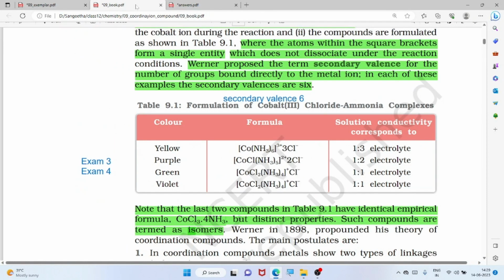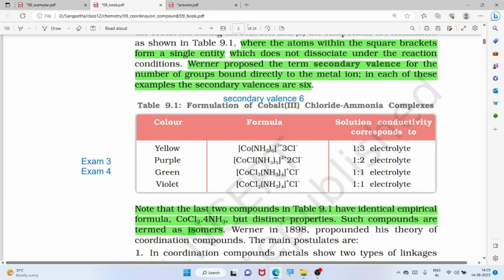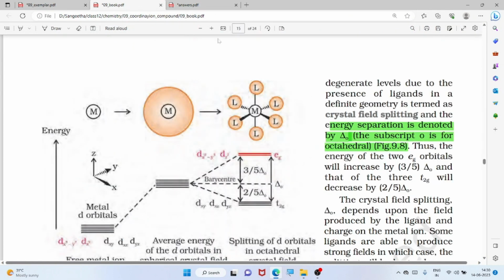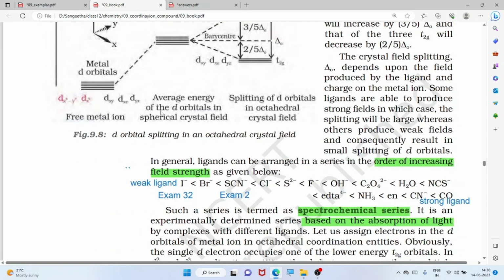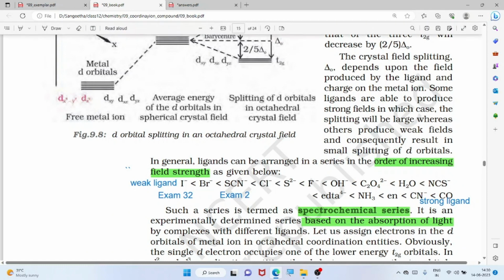18. So here you will see the strong ligand and this is a weak one. Strong means it allows pairing, weak doesn't allow pairing.